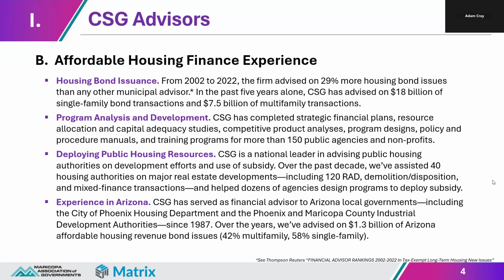And it's one of the things that, excuse me, I'll talk about later on, is the importance of utilizing operating subsidy from those PHA partners. And then finally, as I mentioned before, just our experience in Arizona, CSG served as financial advisor to local governments in Arizona since 1987, including Phoenix Housing Department and the IDAs of Phoenix and Maricopa County.